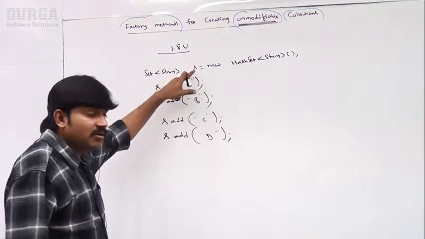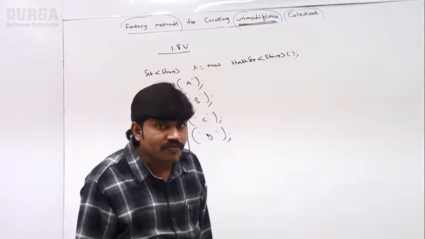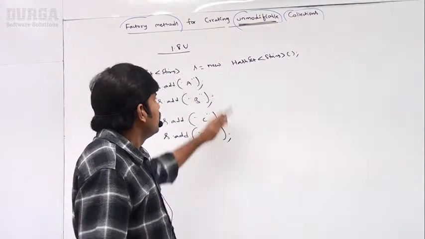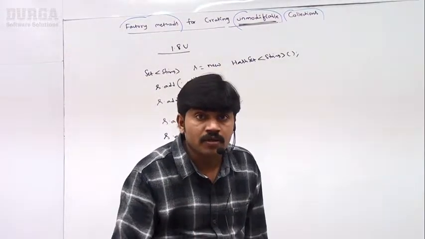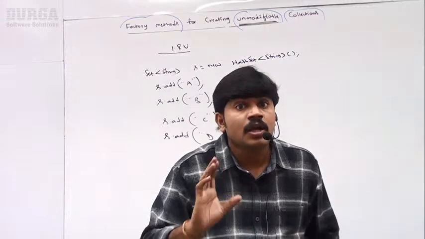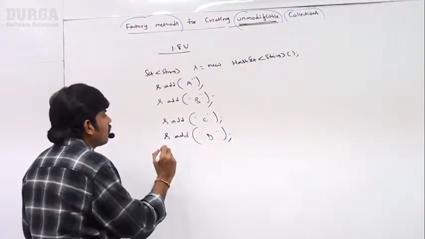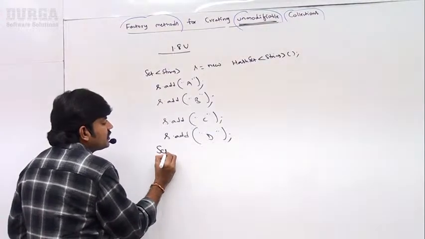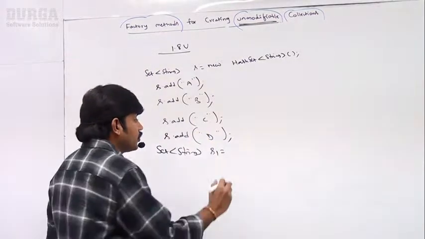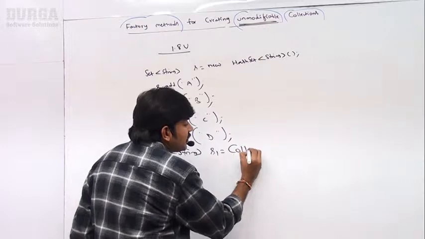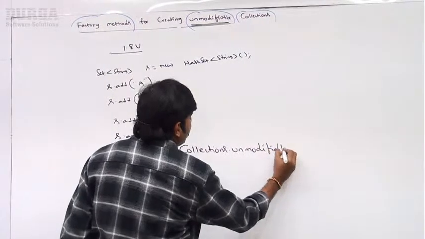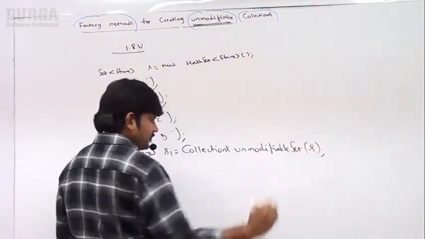Whatever set we have, it is not an unmodifiable set object. It is modifiable because you are continuously adding the content. I want to make this set unmodifiable because multiple people are going to reuse my set object. How can I make this object unmodifiable? Very simple, have a look. Observe carefully. Set<String> s1 = Collections.unmodifiableSet. Are you getting it?